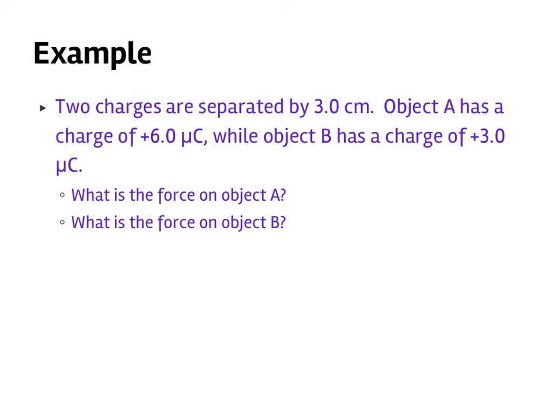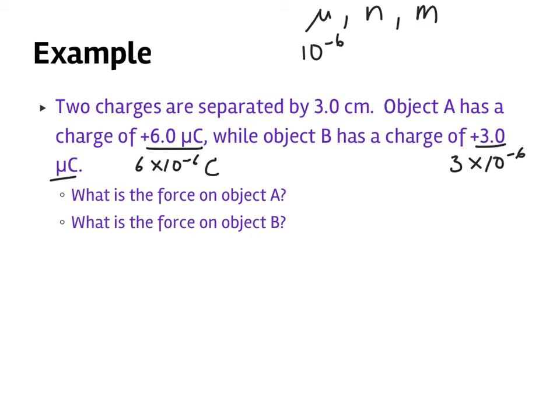All right, so let's do some quick examples. I have two charges separated by 3 centimeters. Object A has a charge of 6 microcoulombs, while object B has a charge of positive 3 microcoulombs. Now, the key thing here, and I mentioned this before, is that since we are dealing with charge, which is small, you're going to see micro, you're going to see nano, heck, you might even see milli. Jot this down: micro represents 10 to the negative 6. So when you see 6 microcoulombs, that is 6 times 10 to the negative 6 coulombs. When you see 3 microcoulombs, that's 3 times 10 to the negative 6 coulombs.